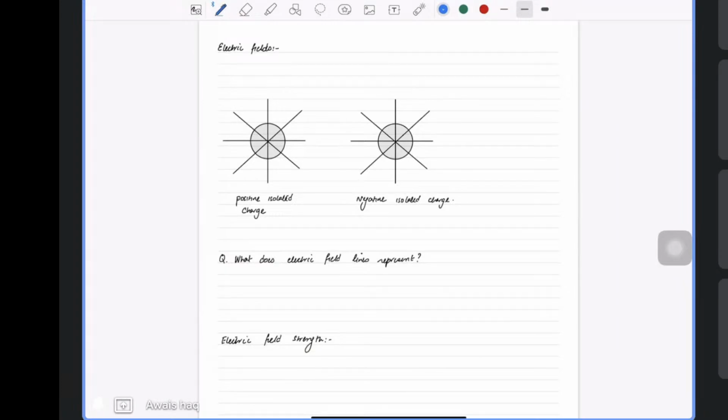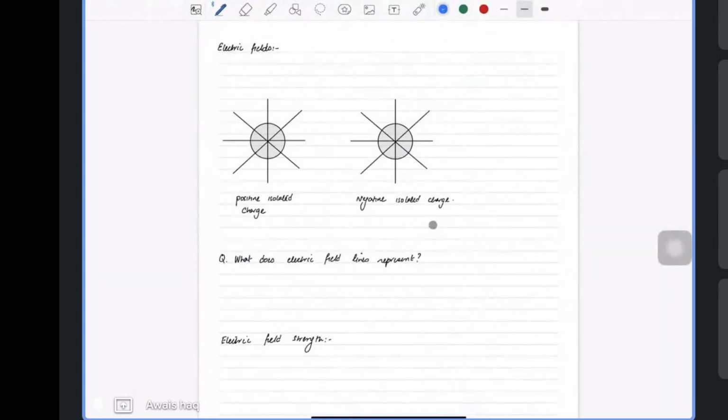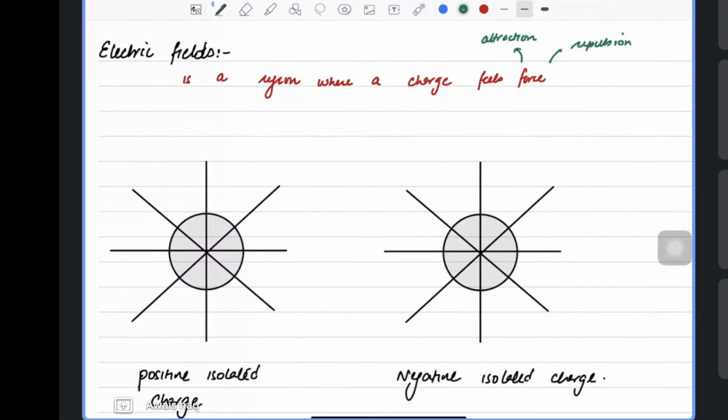Okay. All right. So first off is the electric field. Electric field is basically defined as a region where a charge feels force. This force can be of attraction or repulsion, both. I need to remember that.